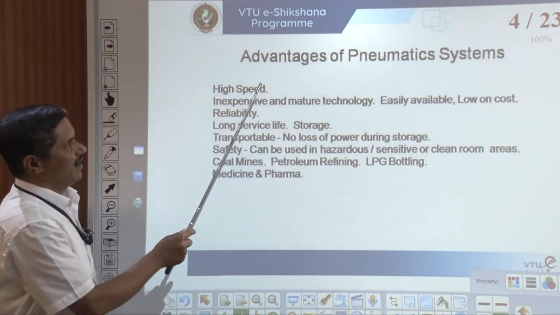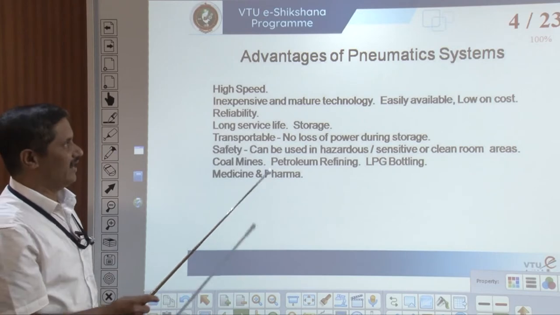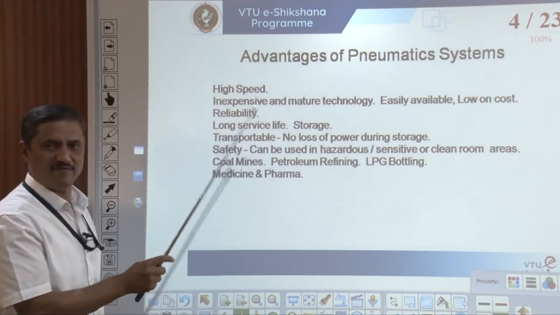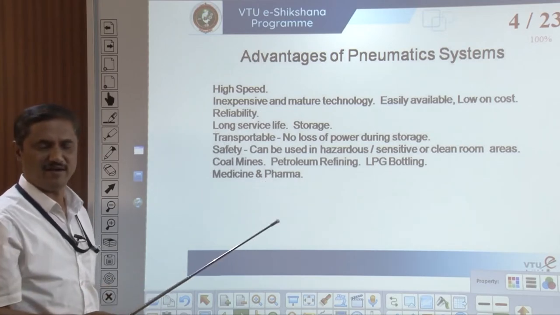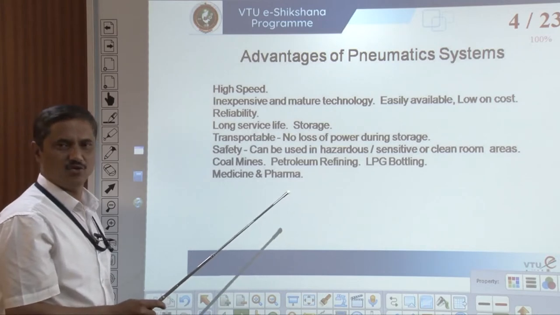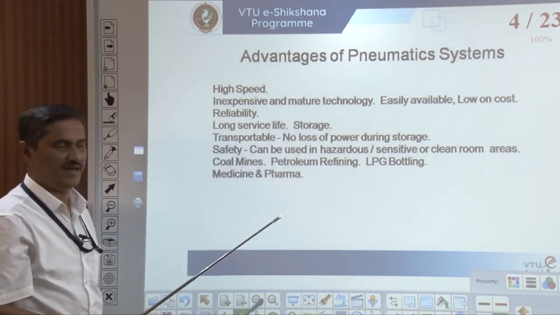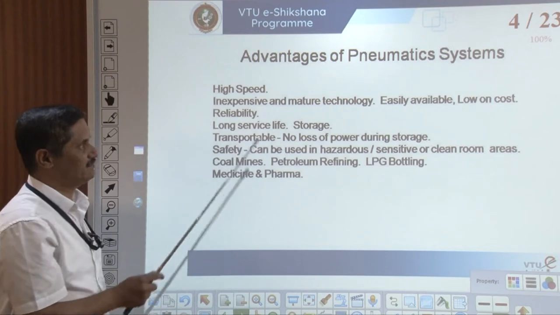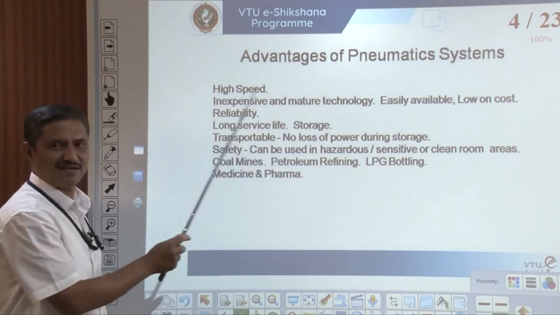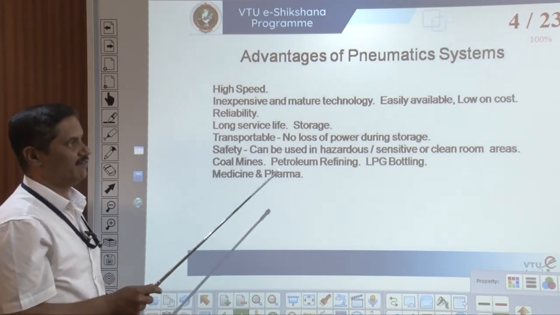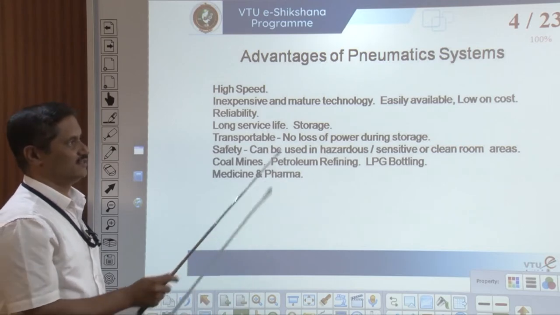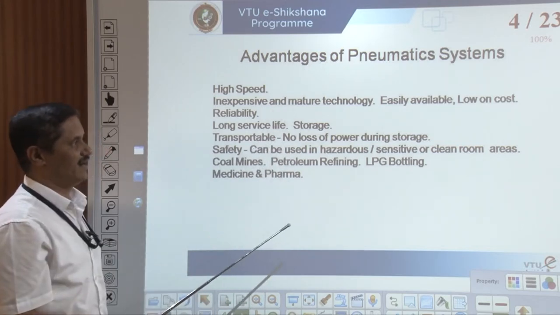Now, as said in the earlier slide, the advantages of pneumatics, taking it forward. Even today in the industry environment, many applications use air as a source, and we use pneumatics in many areas. Because we have high speed and it is inexpensive, and it is a matured technology, for a long time we are using it without any problem and hazards. So that is one of the major advantages.